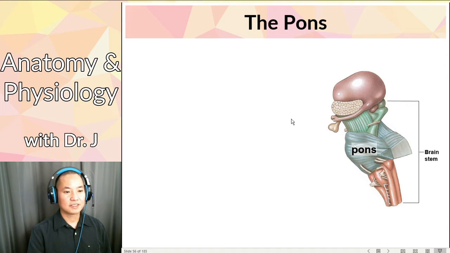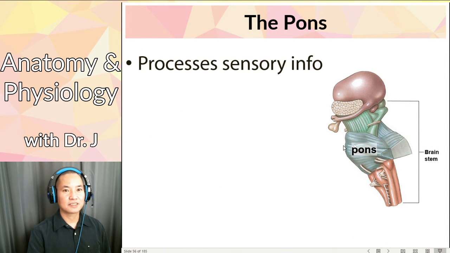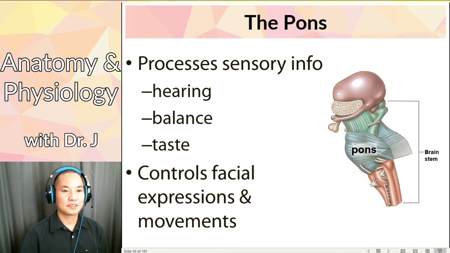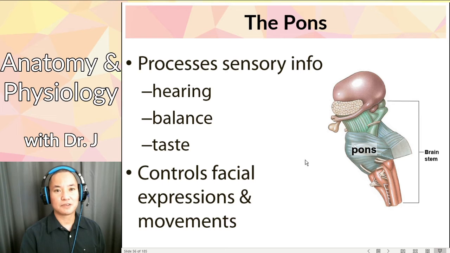Now let's go down here to the pons, and the pons processes sensory info. We might talk about the pons a little more when we talk about cranial nerves, but things like hearing, balance, taste, and also controlling facial expressions and movements. And this will make more sense when we get to talk about cranial nerves. In a future lecture, we'll talk more about the pons.